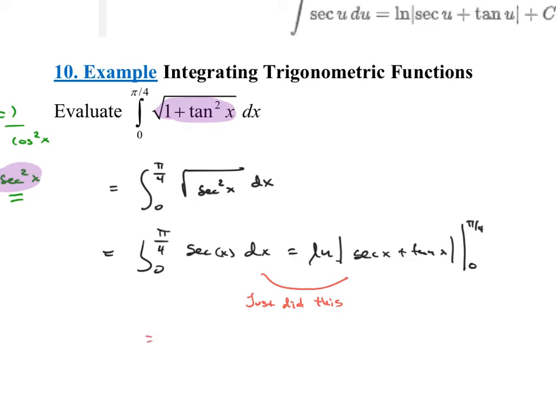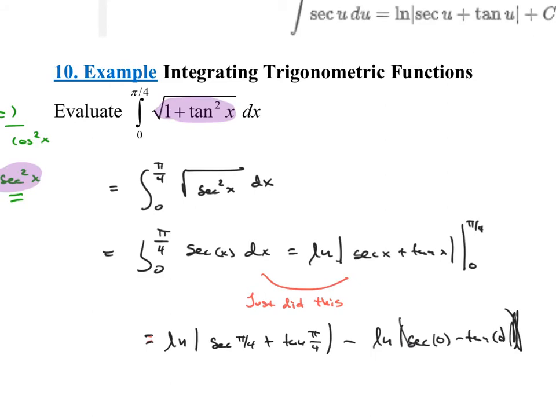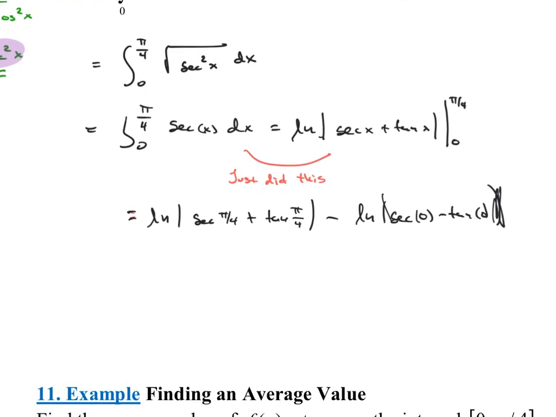Well, if we evaluate it, it would be the natural log of the secant of pi over 4 plus the tangent of pi over 4, minus the natural log of the secant of 0 minus the tangent of 0. And that's absolute value there. Sorry for that. So let's think about this. What is secant of pi over 4? That's 1 over cosine of pi over 4. So that's 1 over root 2 over 2, which is 2 over root 2, which is 2 root 2 over 2, which is simply root 2.